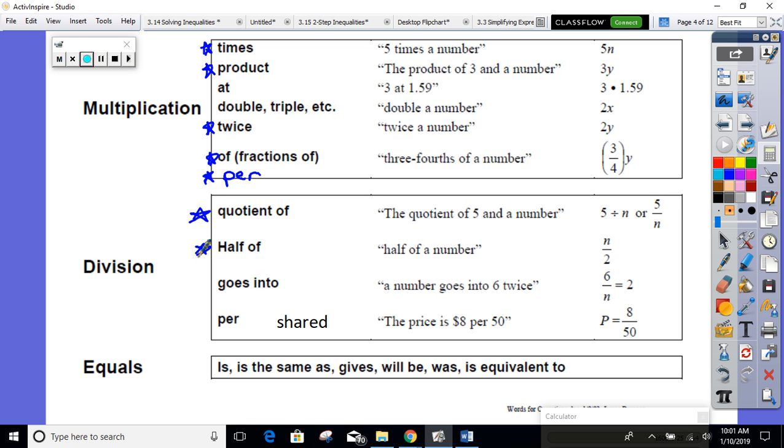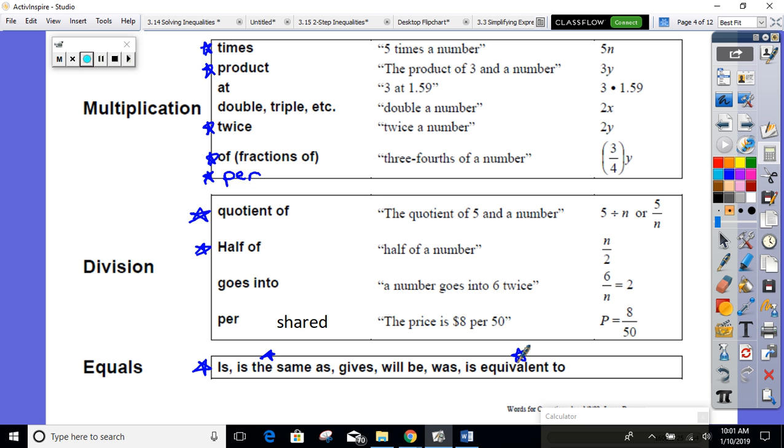Here are some words that you're going to see for equals. The word "is" means equals. "Is the same as," obviously, would be equals. "Gives," you don't see as often. "Will be" and "was" are words that are just the past tense or future tense of "is." And then "is equivalent to." We've had the word equivalent a lot where you were doing equivalent expressions, deciding which ones were the same. So you will see that.